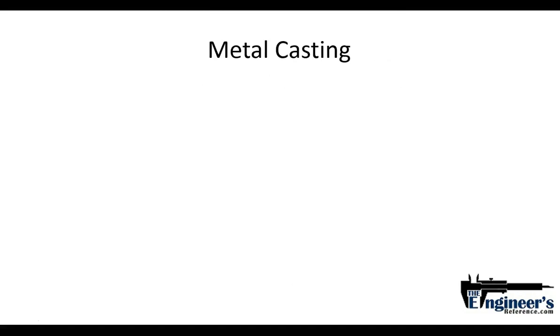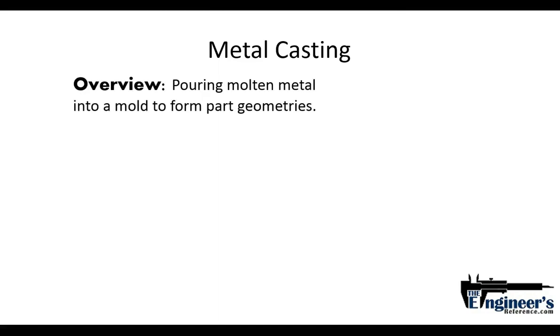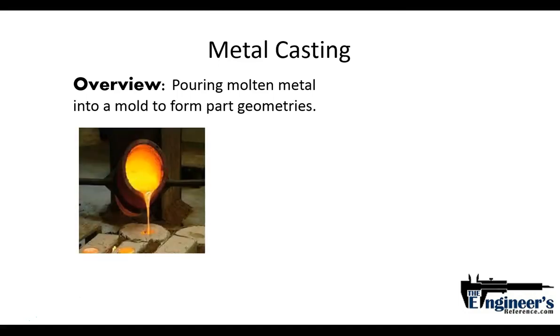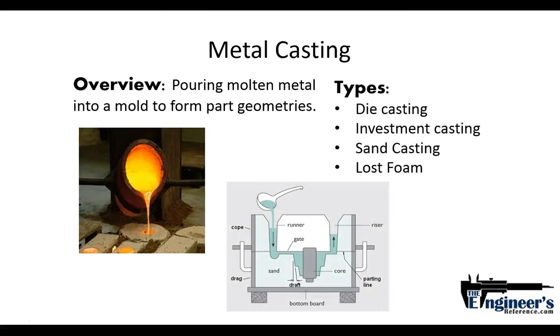So let's look at our first process, and that is metal casting. Now, you don't oftentimes think of metal casting as a secondary process, even though it is a way to get net-shaped parts and eliminate a whole lot of the issues that go with primary processes. So, a brief definition: it is simply pouring of molten metal into a mold to form your geometries. You can see it's one of the oldest processes. That's a crucible pouring molten metal into a mold, creating whatever component they're trying to create.